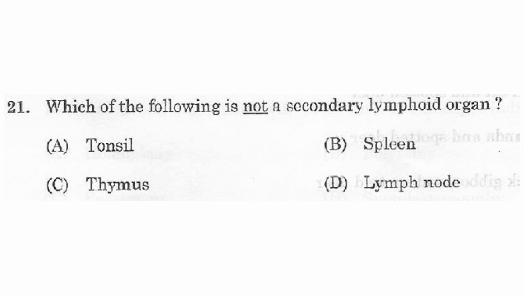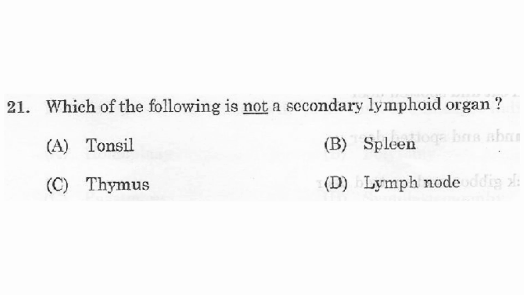Which of the following is not a secondary lymphoid organ? So there are two types, that is primary lymphoid organs and secondary lymphoid organs. The primary lymphoid organs produce the lymphocytes, that is T cells and B cells. Secondary lymphoid organs maintain and activate the lymphocytes. So primary lymphoid organs are your bone marrow and the thymus.